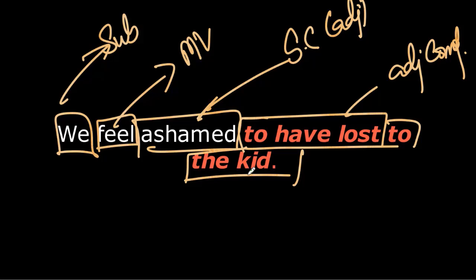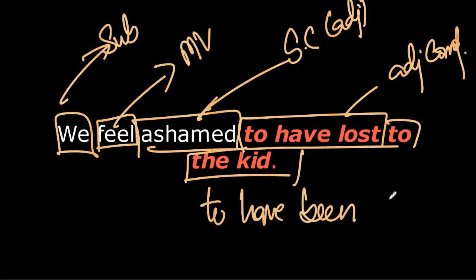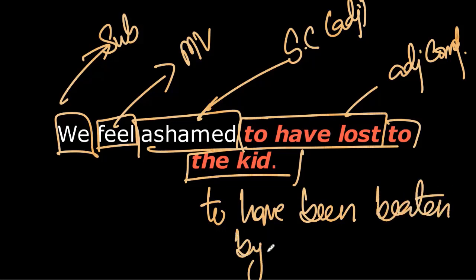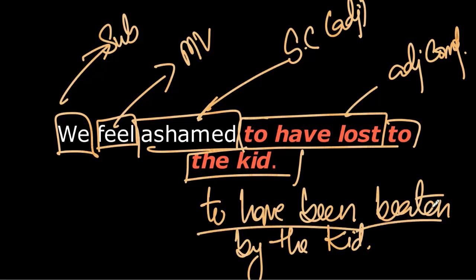You can change the verb as well, or you can use it in the passive form as well. We feel ashamed to have been beaten, to have been beaten by the kid. Now this is in the passive form. We're not focusing on the doer of the infinitive, we're focusing on the receiver of the infinitive. We are ashamed, we feel ashamed to have been beaten by the kid, right? We received the action, we didn't do the action here. This is in the passive form, to have been beaten.